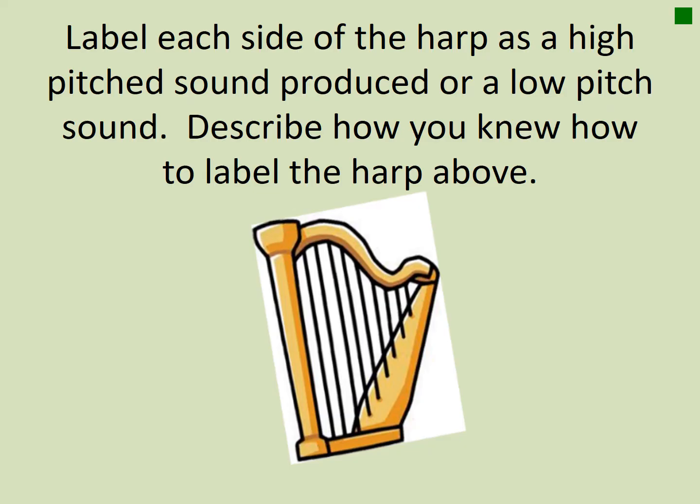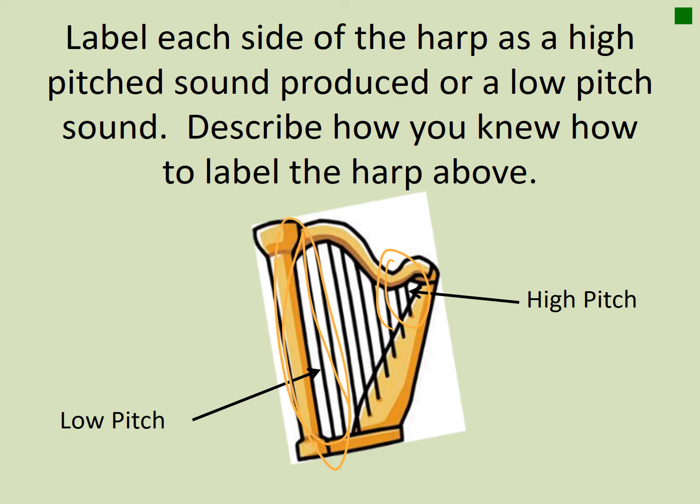But all right, so let's label each side of the harp as high pitched or low pitched. Remember, high pitched will be a very small string and low pitch will be a long string. So you've got your high pitch over on this side and you have your low pitch on this side.